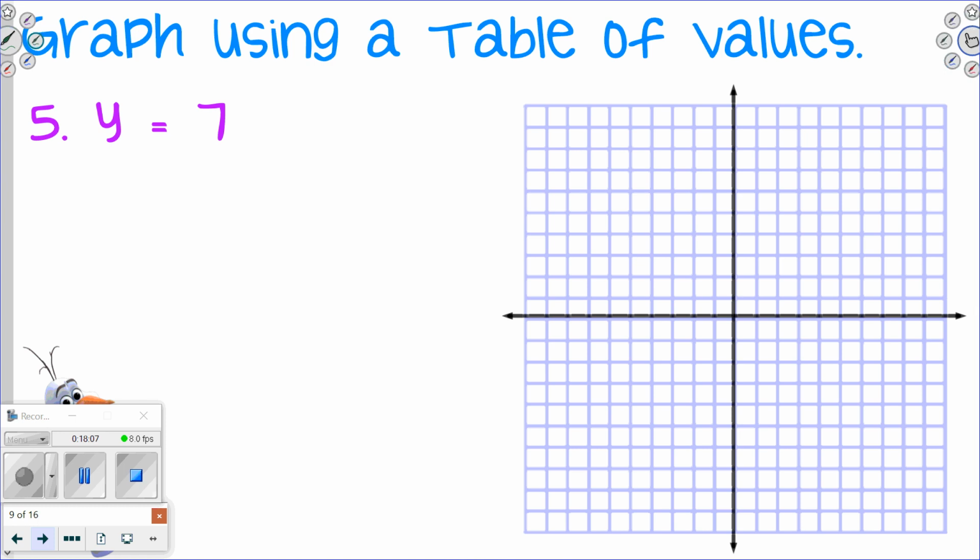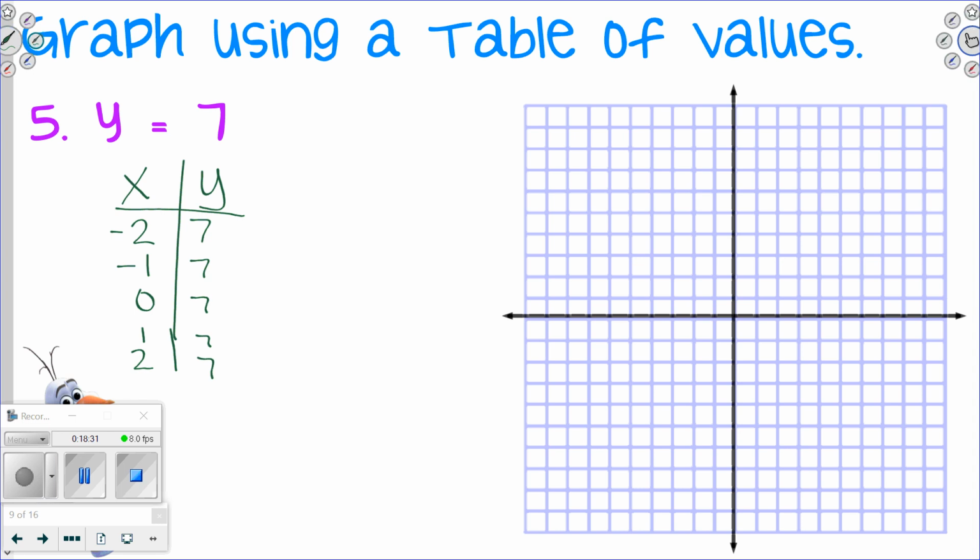What about y equals 7? Y is already by itself, right? Okay, so if I would do an xy table, and let's say I'm plugging in -2, -1, 0, 1, 2, what's y equal? It literally says y is 7, right? So y is 7 every single time.